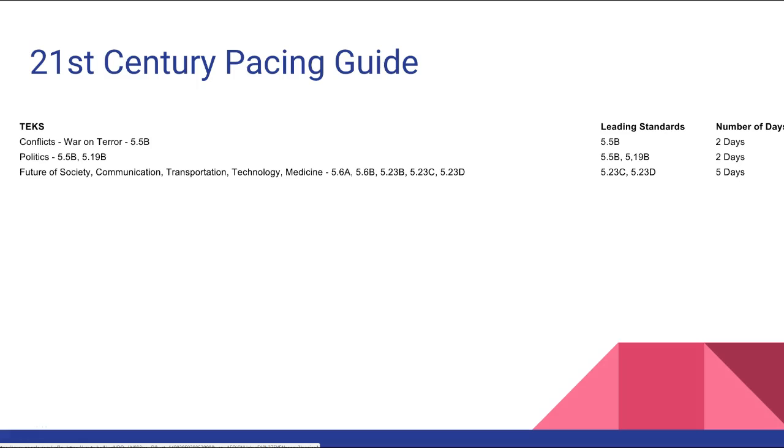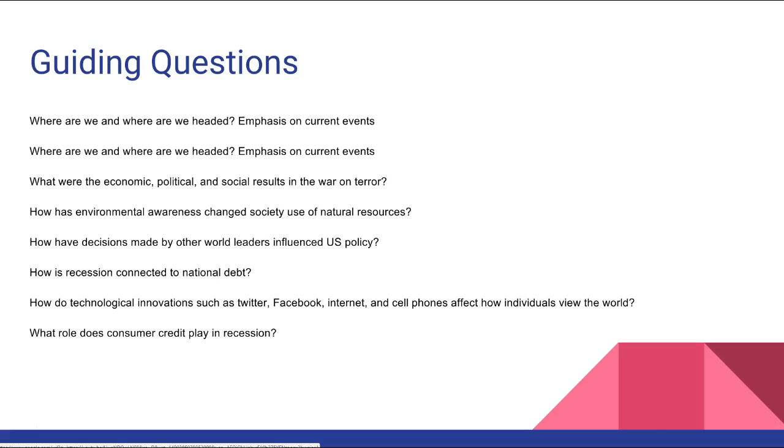So next, as we move into the 21st century, it has 3 different areas. Conflicts, which is mostly the war on terror and 9/11, politics, and the future, and how things are changing around us. So here are your guided questions. So you're going to be talking a lot about current events. So this isn't a unit where we're going to be doing as much with trade books, because the 21st century is happening right now around us.